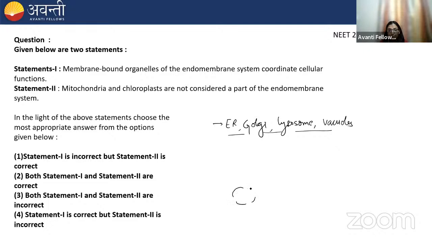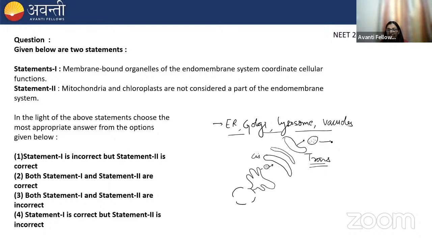For example, if this is a nucleus, the outer membrane of the nucleus is continuous with the endoplasmic reticulum. So the vesicle will bud out from the ER, and this vesicle contains the protein. Now this vesicle will fuse with the cis face of the Golgi. And this is the trans face. In the Golgi, the modification of the protein takes place. And after modification, the vesicle containing the modified protein will bud out from the trans face.